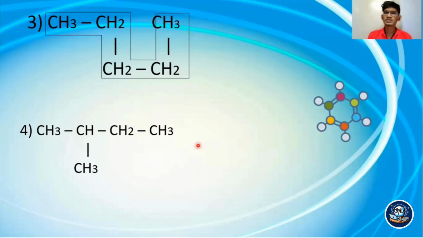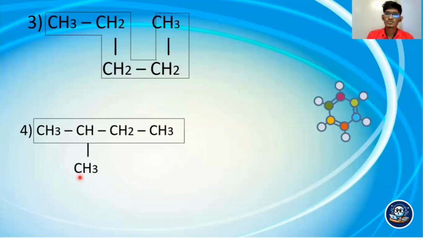Moving to the fourth question. Let us count the terminal points and identify which type of chain it is. 1, 2, 3. It is more than 2. It is a branch chain. Right? So count all the carbons and give the name of an alkane. 1, 2, 3, 4, and 5. 5 means pentane.